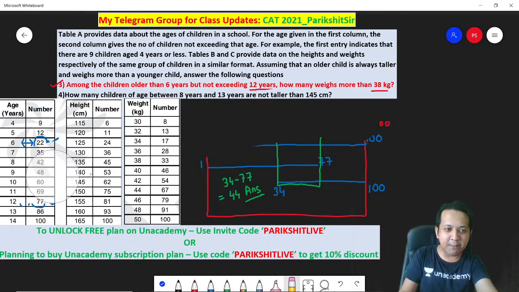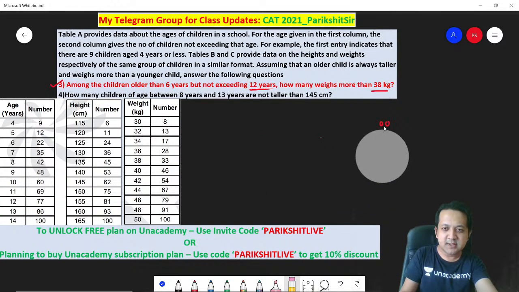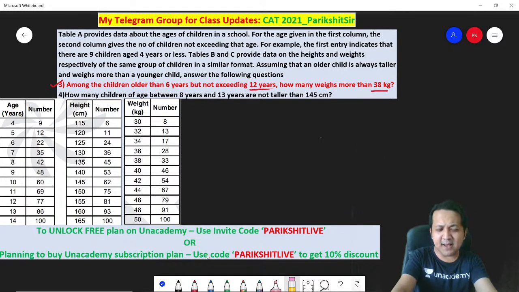Okay. Let's look at number 4 now. See, this is a very easy method. If you master it, you can solve any caselet within seconds.